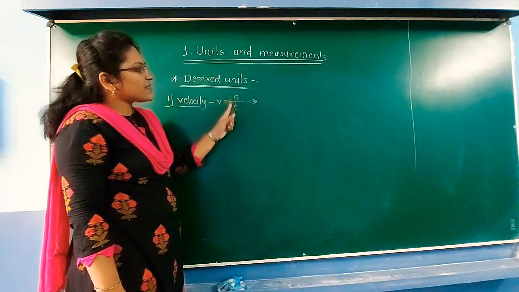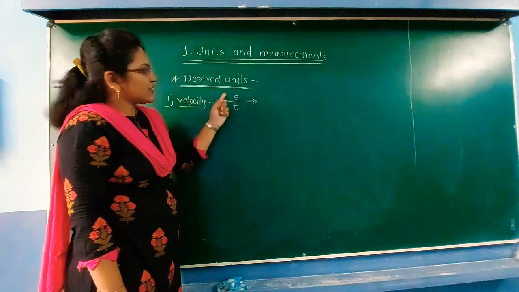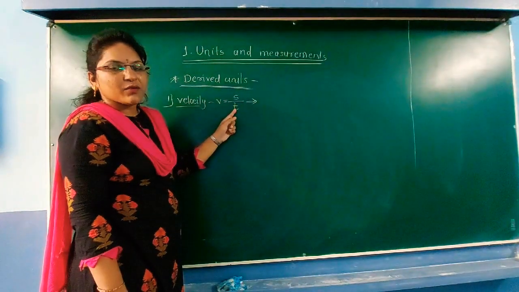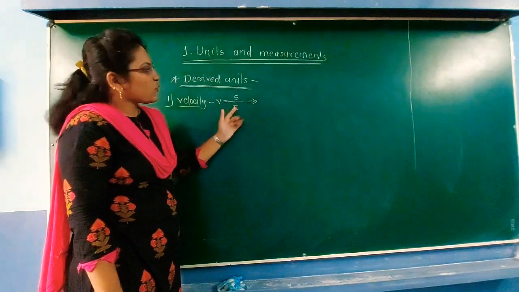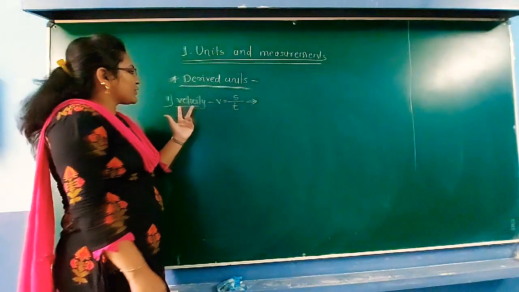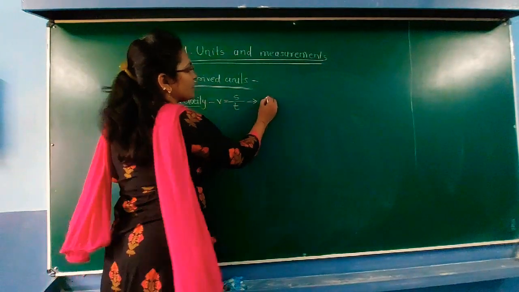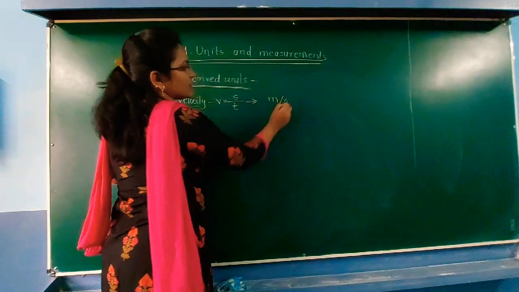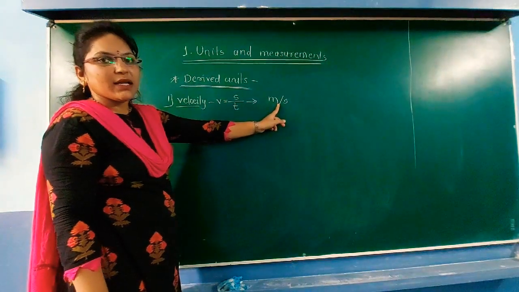Displacement and time, these both are fundamental quantities. Displacement means length and t is time. We know that length and time are fundamental quantities. So we can write here the unit of velocity, which is distance measured in meter and time measured in second. So SI unit of velocity is meter per second.